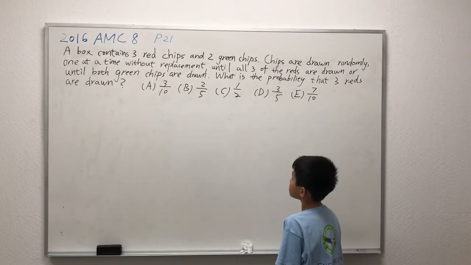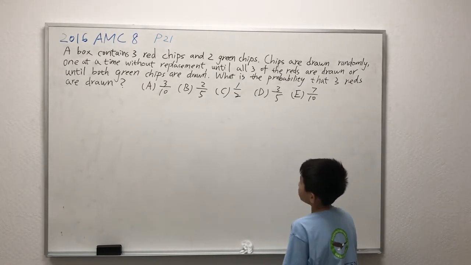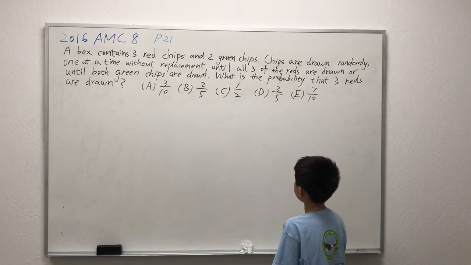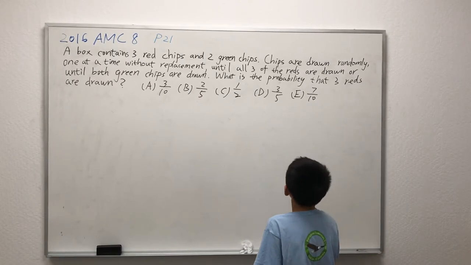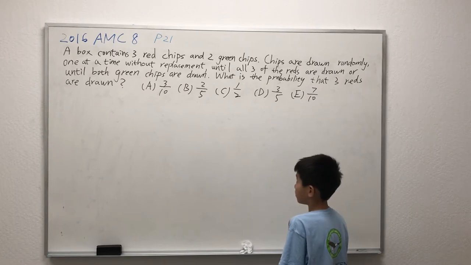A box contains three red chips and two green chips. Chips are drawn randomly, one at a time, without replacement, until all three of the reds are drawn, or until both green chips are drawn. What is the probability that three reds are drawn?